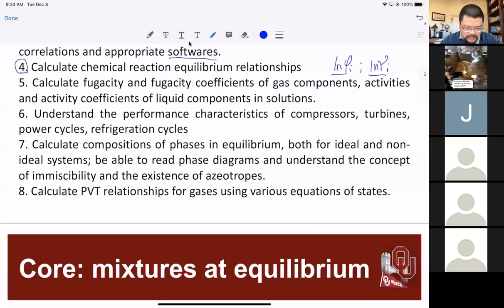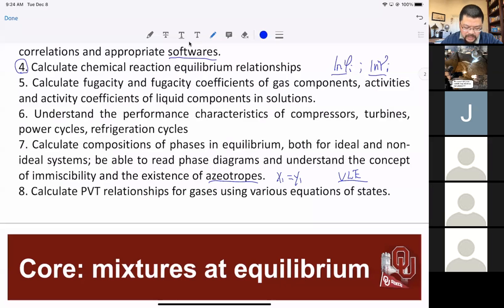And then item 7 will be calculate compositions of phases in equilibrium, both for ideal and non-ideal systems. We should be able to read the phase diagrams and understand the concept of immiscibility and the existence of azeotropes. So azeotrope is x1 equals y1, right? So this is again about the specific requirement of the VLE, the phase diagram, and we are able to analyze some special cases there.